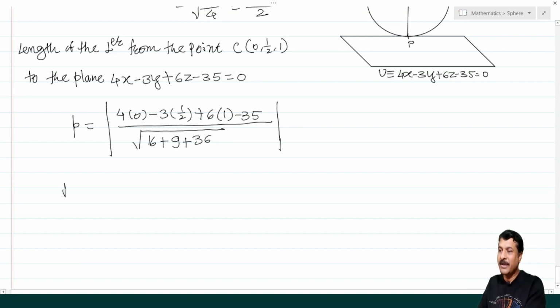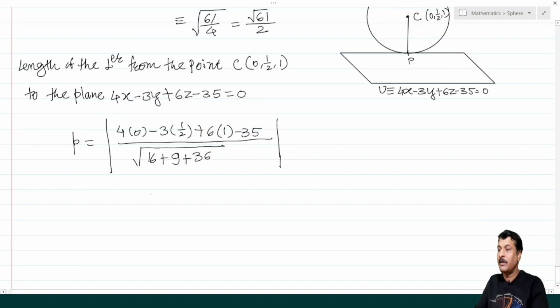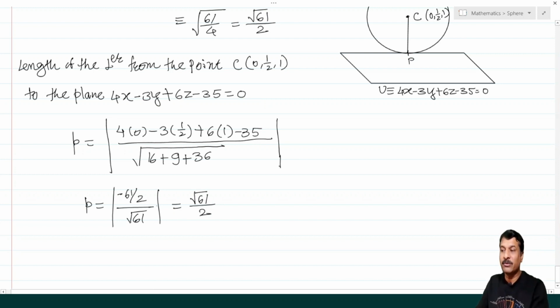So what am I getting? P equal to, let me simplify this. I am using the calculator here. So I am getting minus 3 into 1 by 2 plus 6 minus 35 in the numerator. So it is nothing but minus 61 by 2 upon root 61. So that is nothing but root of 61 by 2. So it is the length of the perpendicular. Length is always positive, that is why here mod.